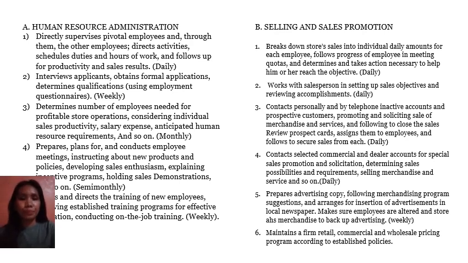Number 5. Prepare advertising copy following merchandising program suggestions and arrange for insertion of advertisements in the local newspaper. Make sure employees are alerted and the store has merchandise to back up advertising. Number 6. Maintain a firm retail, commercial, and wholesale pricing program according to established policies.